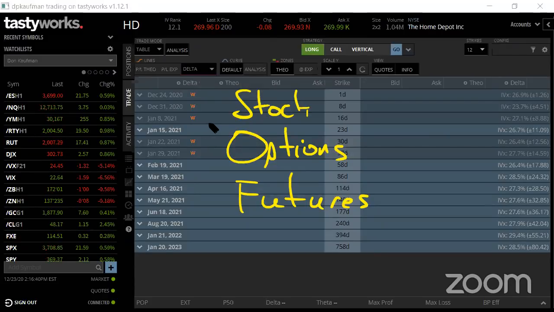Does everybody realize, okay, that with these three products, they route vastly differently? When I say that, what do I mean? Okay, stock orders do not route the same as option orders. They don't route through the same pipes. Okay, they have different rules. Futures is a completely different animal.